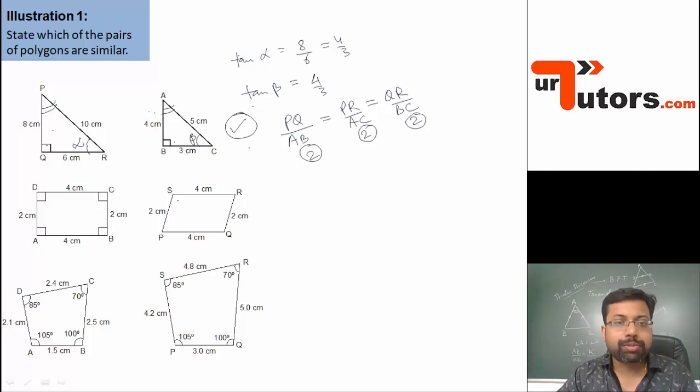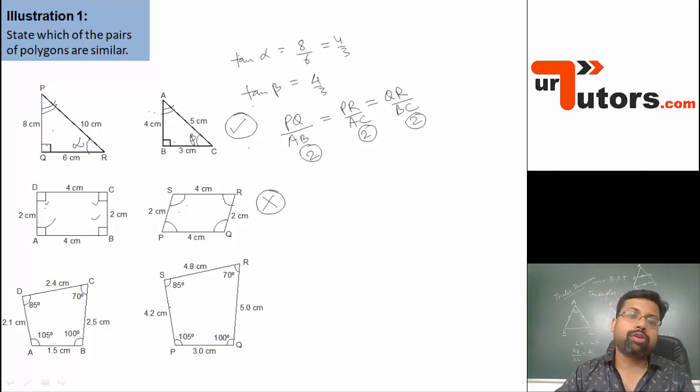Now coming to the second question. Here we see that this is a parallelogram. Both of them have 4 sides, so the first criterion is met. But the corresponding angles do not become equal. Here all angles are 90, here they are not. This is a parallelogram, and the angles are not given as 90. Although the sides are in the same ratio, the corresponding angles are not equal. The second criterion is not met. Hence, these two figures cannot be called similar.